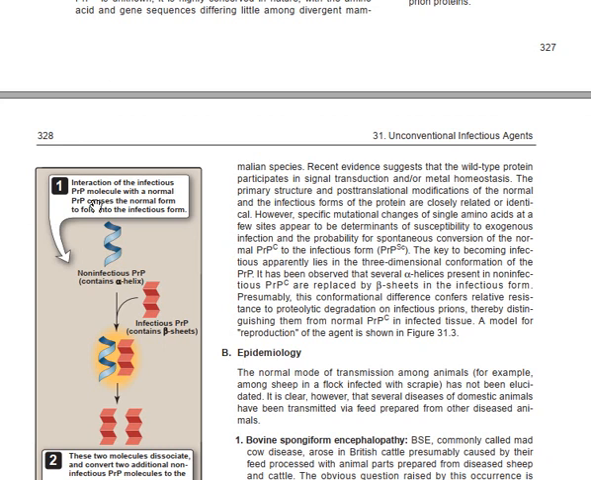So we have interaction of the infectious PrP molecules with a normal PrP, causing the normal form to fold into the infectious form. Is it clear? So we have two main forms of the prions. We have the alpha helix and the beta pleated sheet of the prion. Now, the non-infectious form is the alpha helix form of the prion, while the infectious form of the prion is the beta pleated sheet of the prion.